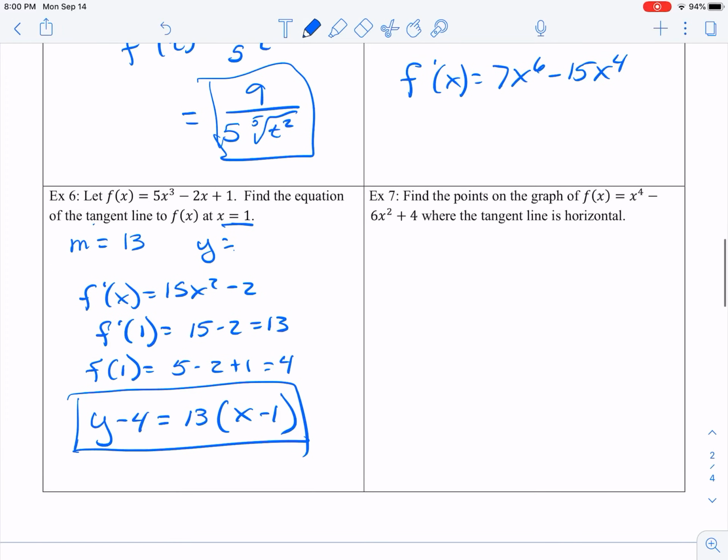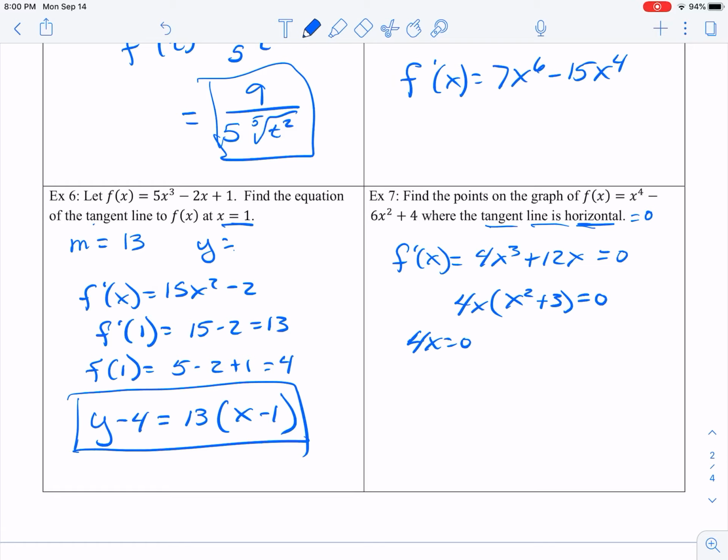Oh, this is a good one too. It wants you to find where the tangent line is horizontal. Well, what's the slope of a horizontal tangent line? 0. So you find the derivative, get 4x cubed plus 12x, and set it equal to 0. Factor out 4x and you get x squared plus 3. So now I have 4x equals 0 and x squared plus 3 equals 0, so x equals 0 and x equals plus or minus the square root of 3.